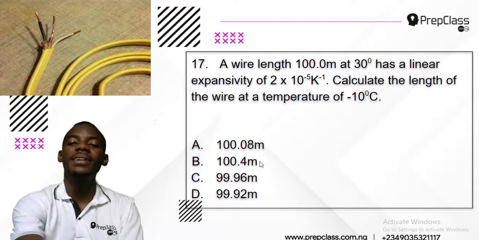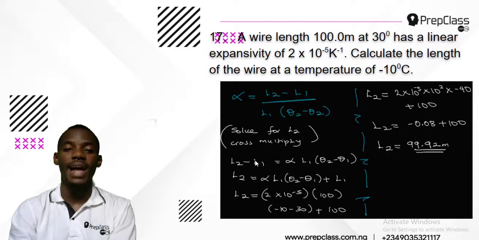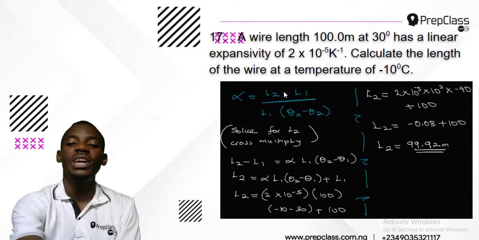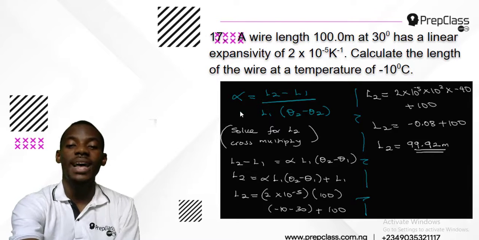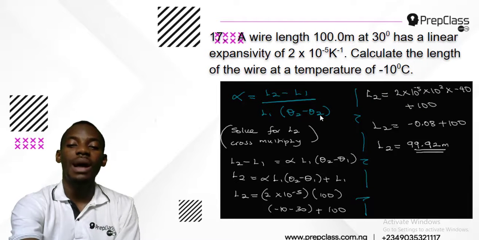Now we know that the main formula for expansivity is the linear expansivity formula, right? That says change in length per change in temperature, and that is the formula. Anything linear expansivity is this formula. That's the change in length, the difference in length, L2 minus L1 over L1 times theta 2 minus theta 1. Please, theta 1, not theta 2. Theta 2 minus theta 1.